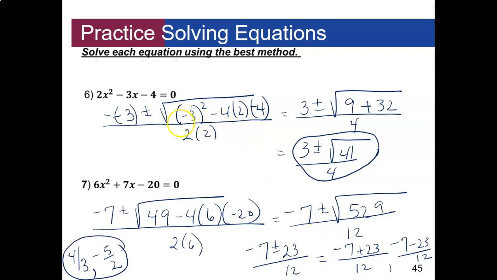Number 6, again, would not factor, and this one you could use the quadratic formula. This radical cannot be simplified any further, so those would be the two solutions. And then on number 7, using the quadratic formula would be the recommendation there as well, and you end up with 4/3 and -5 halves.